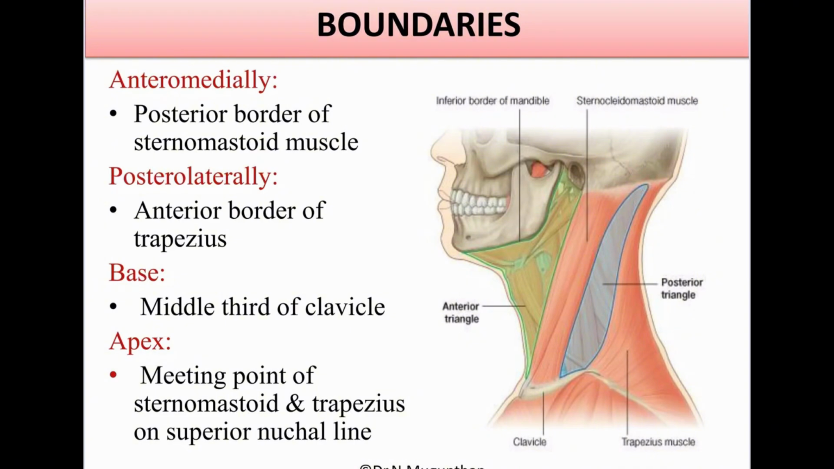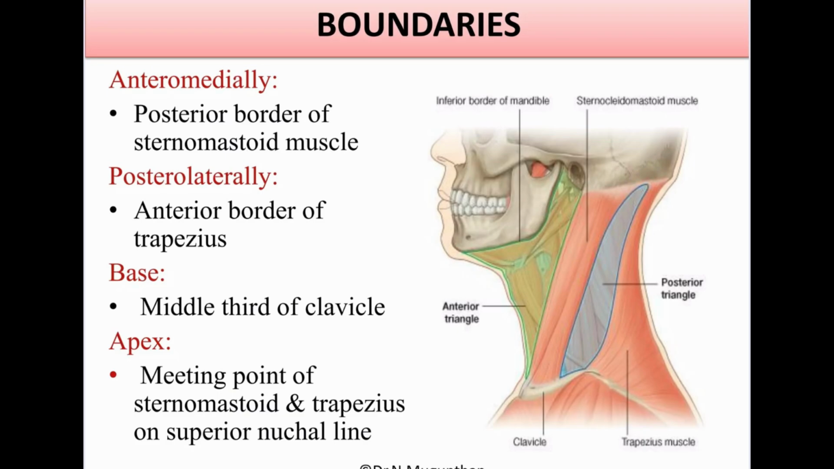Now what can you see at the apex? The apex is the meeting point, superior, while the base is inferior. What can you see at the apex? You can see the meeting point of the sternocleidomastoid and the trapezius muscle at the superior nuchal line of the occipital bone. That is the line I'm showing you now.